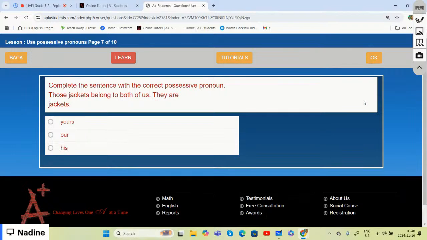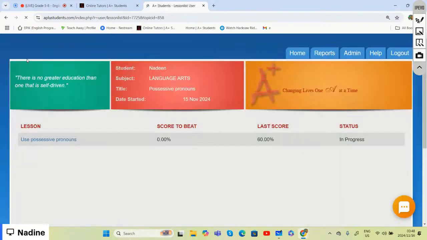All right. And then this is the end of our lesson. We did possessive pronouns. Possessive pronouns show what someone owns or has, what belongs to someone. We use possessive pronouns like mine, hers, his, theirs and ours, right? So if something belongs to me, it is mine. If something belongs to the next person, it is hers or his or theirs or ours, right? So this is the end of our lesson on possessive pronouns.